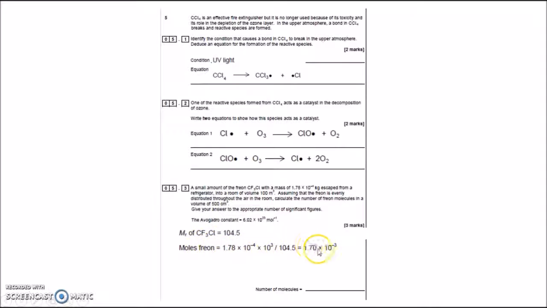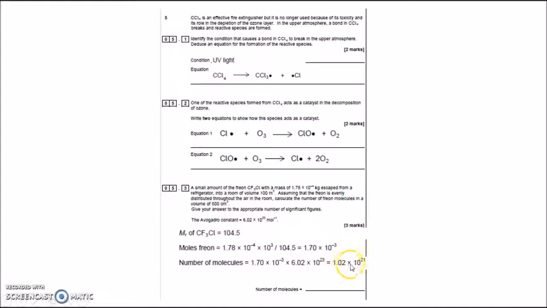So, moles of Freon is that. I know that 1 mole of Freon, 1 mole of anything, the number of particles is that. I haven't got 1 mole of Freon, I've got 1.78 times 10 to the minus 3. But the number of moles that I have multiplied by Avogadro's number will tell me how many molecules or particles there are in there. 1 mole would be that number of molecules or particles. I've got that number of moles. So if I multiply that by Avogadro's constant, it gives me this number.